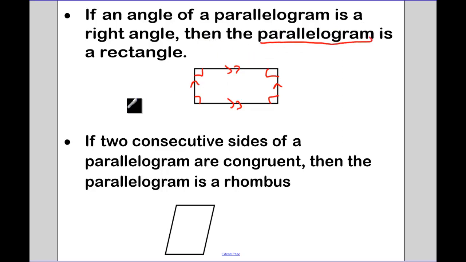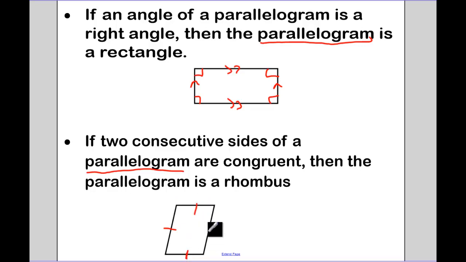Okay, so this is an additional way that I can prove a figure, specifically if it's a parallelogram, is a rectangle. Now, consecutive sides. If consecutive sides of a parallelogram are congruent, which means two sides right next to each other are congruent. Now again, remember, this is of a parallelogram, then our parallelogram is a rhombus. Well, we know this figure down here is already a parallelogram, so I know the opposite sides are congruent.